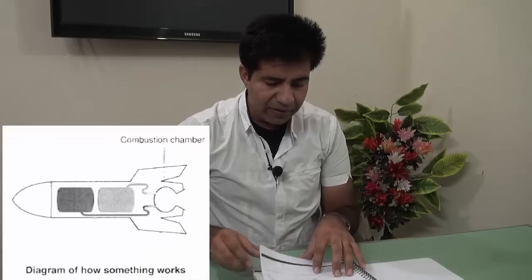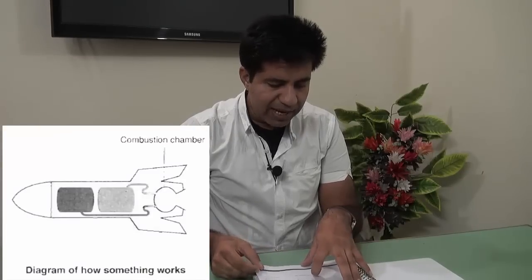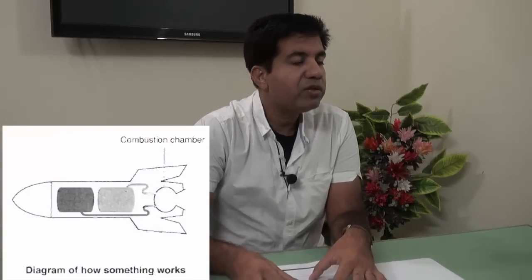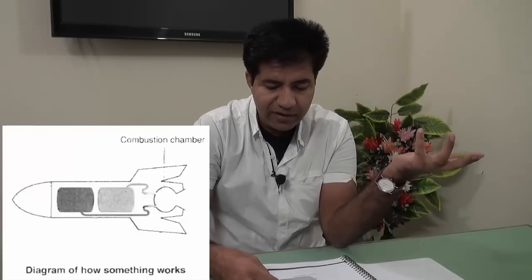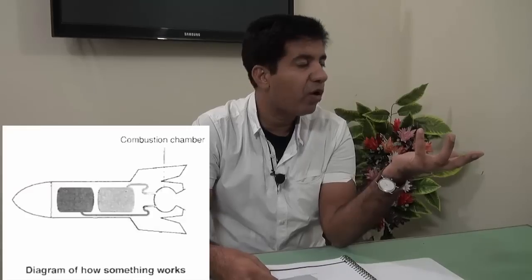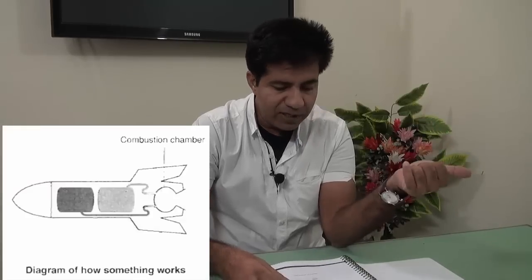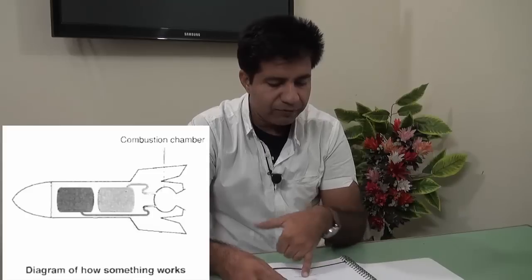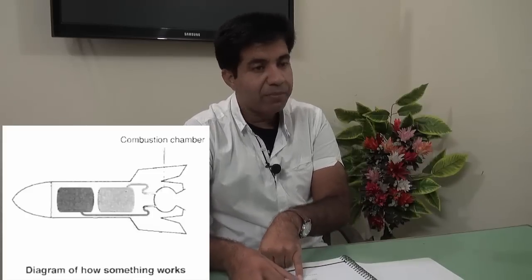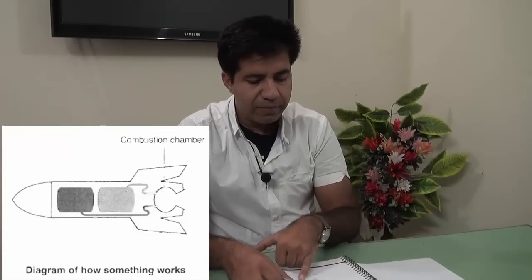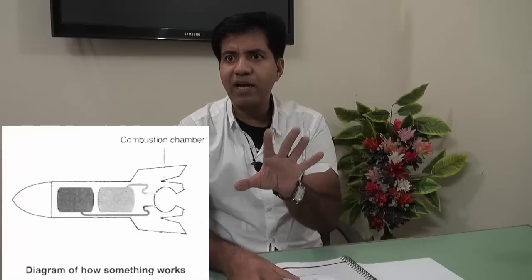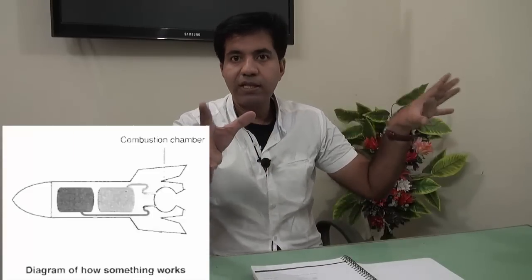Next we've got the diagram. It's a diagram of how something works. So there are 2 diagrams. One is a diagram of how something works, and the second is a diagram of a process. We call it a process diagram. The first one is the diagram of how something works. You can see there is a combustion chamber. What do you think it is? It's a rocket. So in the rocket there is the combustion chamber, but this is a very simple diagram. They will give you so many things in the diagram, right?